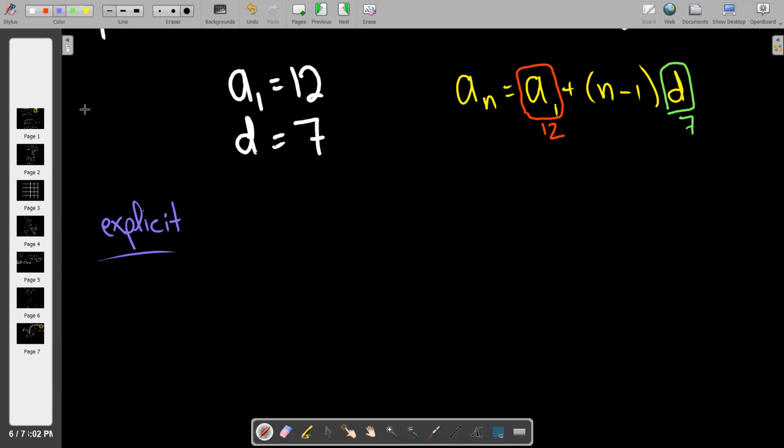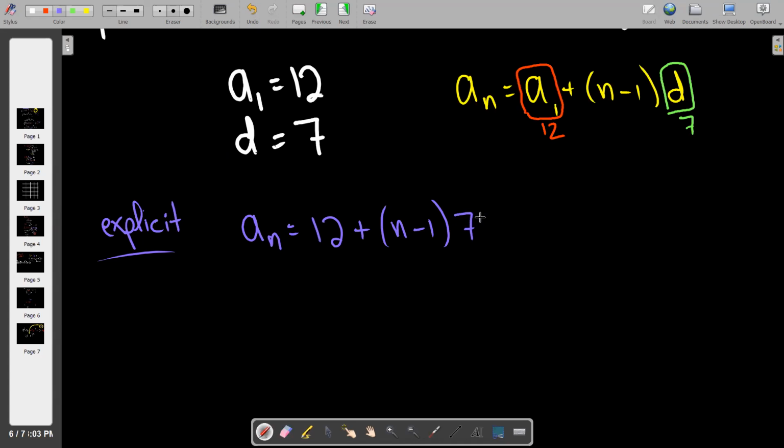So our explicit formula for this example is going to be a sub n equals 12 plus n minus 1 times 7. And I do get some comments about parentheses versus not parentheses. I have no issues with that. Where I would have an issue would be if the 7 were a negative. Because if I put, and again, I'm just making this up, but let's say that d were -7, what does that look like?